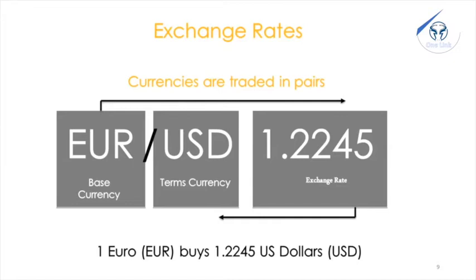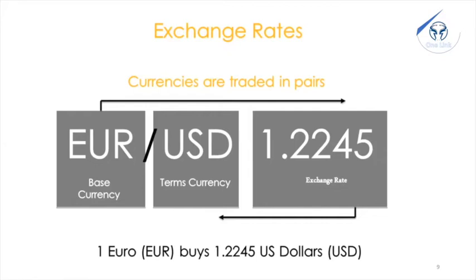When you're talking about an exchange rate, we are talking about EUR/USD, for example. The first three letters are known as the base currency. The last three letters are known as the term currency. The base currency means that in order to buy 1 euro, you require $1.2245. You require $1.224 to buy 1 euro. So this is how the exchange rate is calculated.